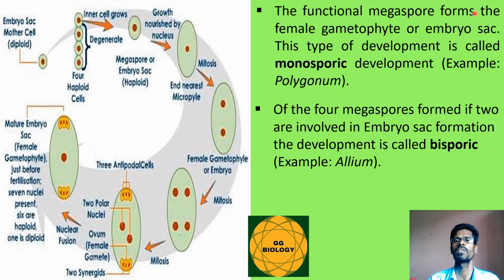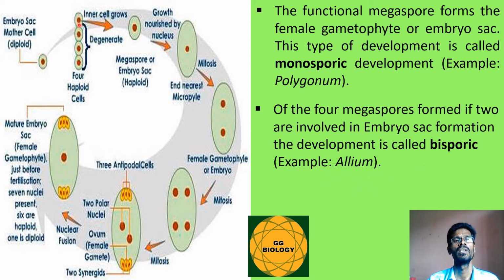The functional megaspore forms the female gametophyte. The one on the chalazal end which is functional will develop into the female gametophyte or the embryo sac. Such a type is called monosporic development, for example Polygonum. And of the 4 megaspores formed, if 2 are involved in embryo sac formation, then it is called bisporic formation, for example Allium.